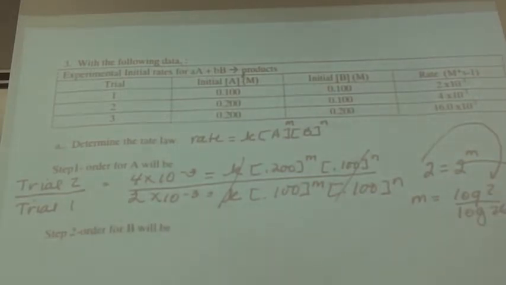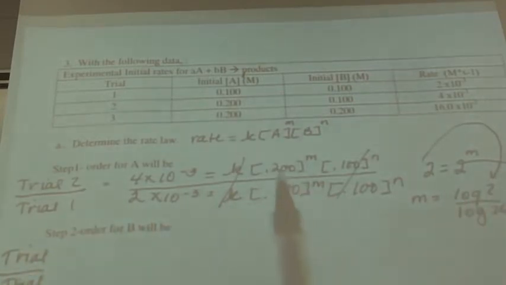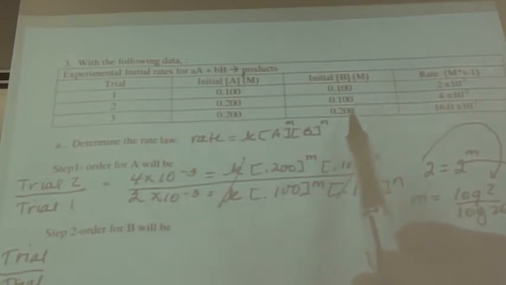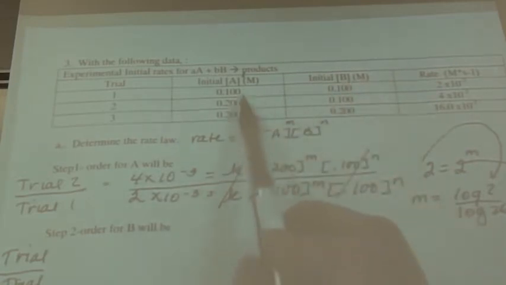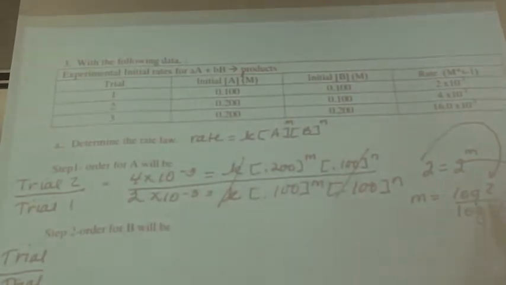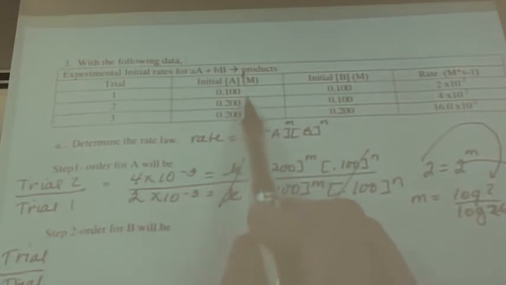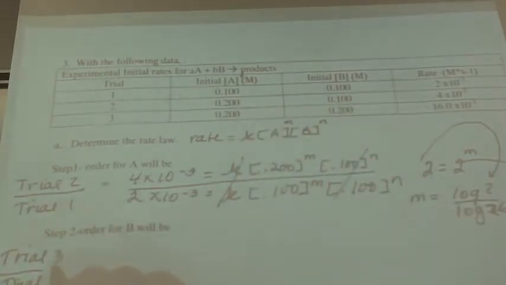Okay, now I did that. Let's try B. Now I have to pick 2 trials where B changes but A doesn't. That's trials 3 and 2, and I'll put 3 on top. So trial 3 over trial 2.